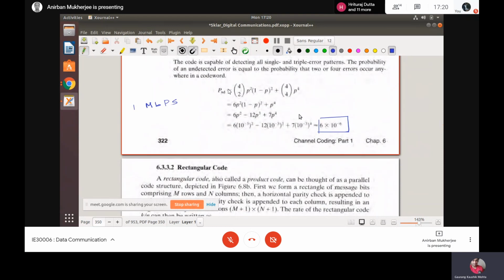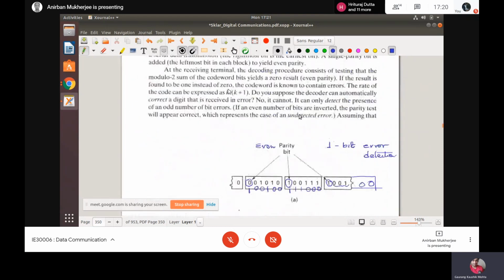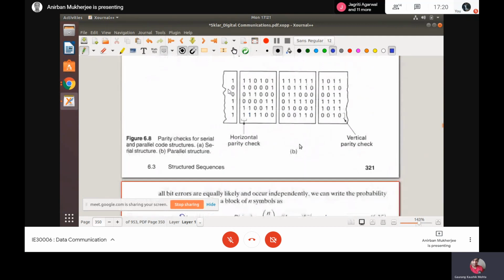Now, so this is about this simple parity code. Now let us talk about the rectangular parity code. Rectangular parity code means, say I have a message, a long stream of ones and zeros. I am breaking it into rectangular blocks, something like that.